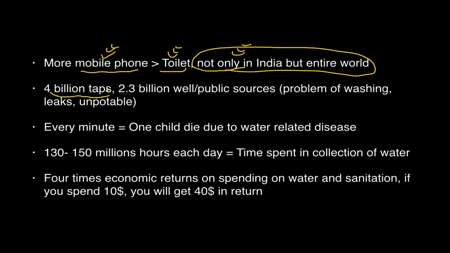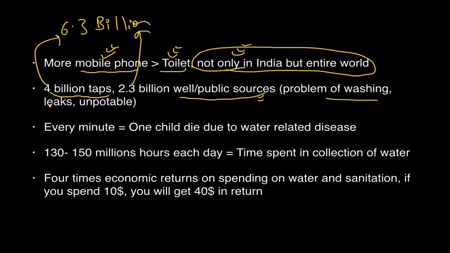Now, let's say we are told that 6.3 billion people have access to safe drinking water. Out of that, 4 billion are through taps and 2.3 billion are through wells and other public sources. Now the problem arises because of washing, because of leakages of sewerage, sanitation. It becomes unpotable. What is potable? Potable means the water which is fit for consumption and free of disease-carrying viruses, bacteria, etc. It does not have much hardness or many of the unwanted things.